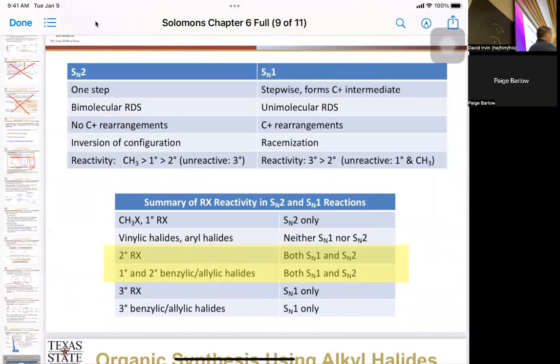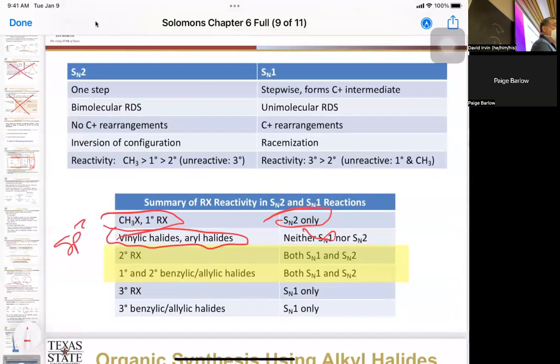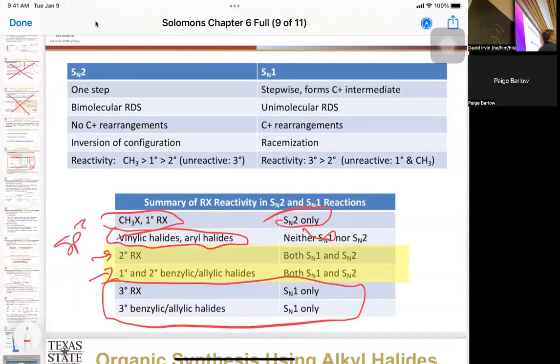Okay. So that means that primaries and methyl groups only do SN2. Check that box off. Allylics and vinylics don't do either because these are sp2 hybridized. Secondaries can do both. Primary and secondary allylics and benzylics can do both because they can stabilize the charge by using resonance. Tertiaries and tertiary benzylic halides only do SN1. So you can just check that box, tertiary, SN1.